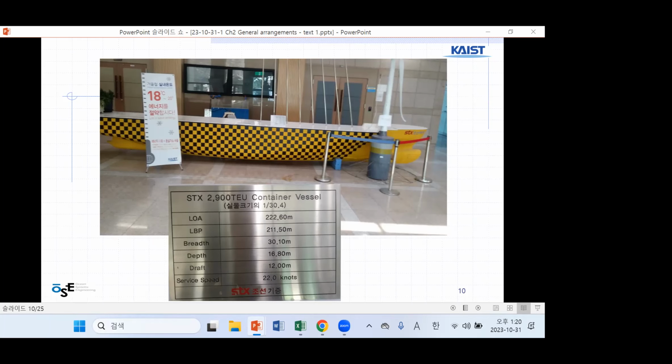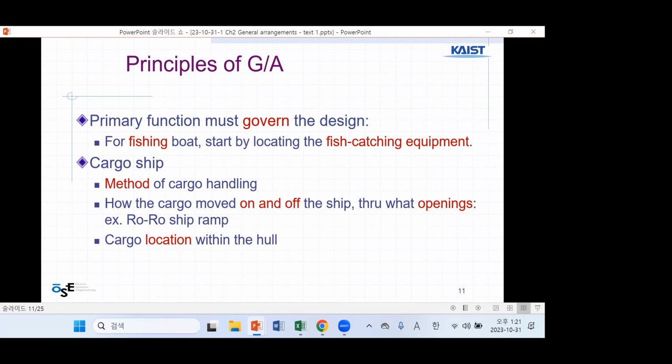What governs the design? What is the primary function of the ship? For a fishing boat, fishing is the primary function. Cargo ship, yacht, or battleship, each has its own primary function. So for the design, especially the general arrangement, the primary function is the most important. For a fishing vessel, the fishing catching equipment location is it. For a cargo ship, cargo handling is it.